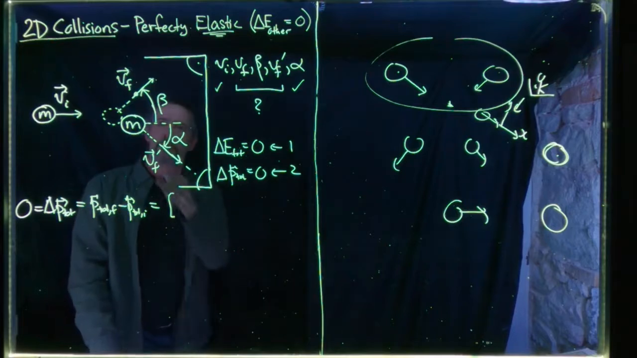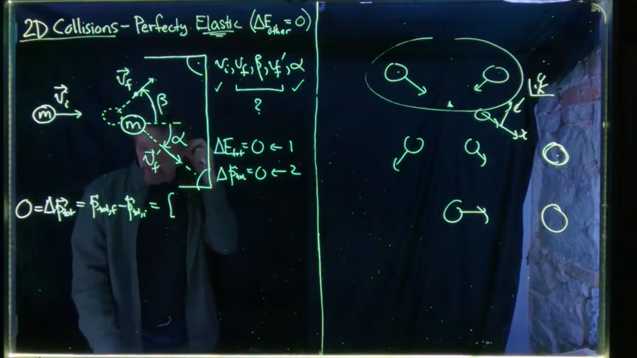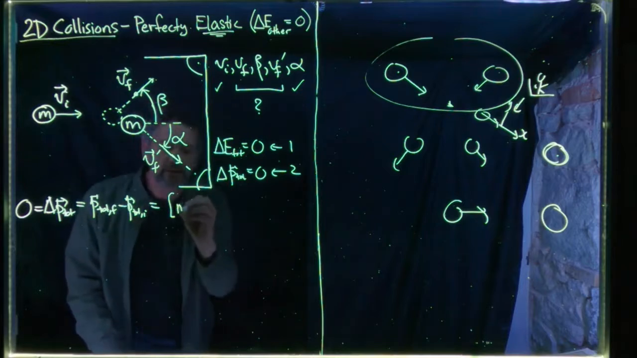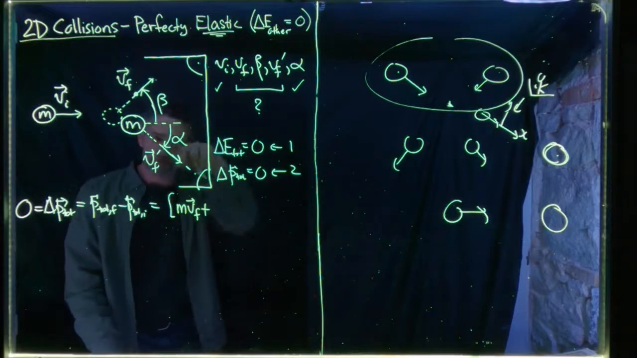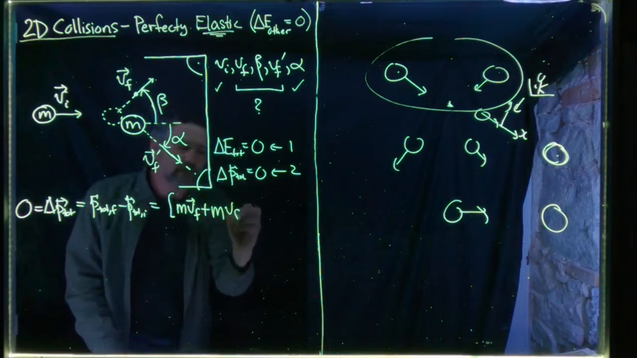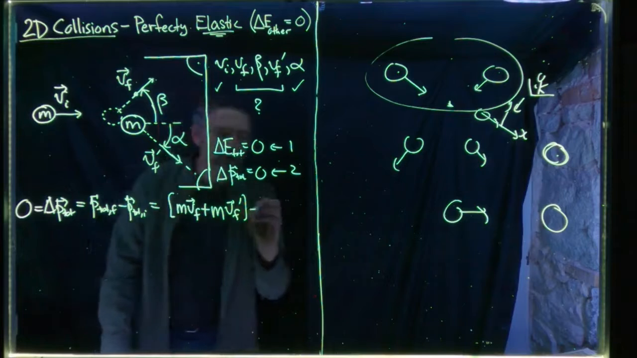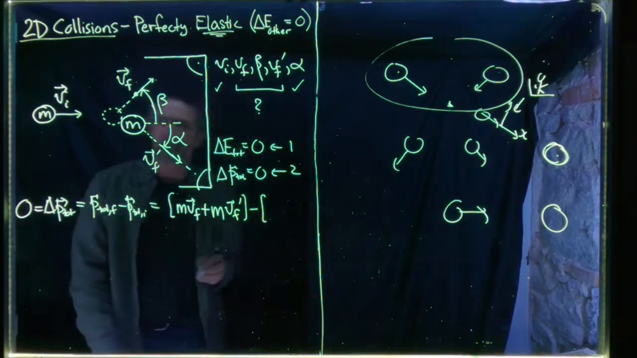We have an object of mass little m moving with a final velocity v final. That's the white ball. Plus a colored ball of mass m moving with velocity vf prime. Okay, that's the final total momentum. Subtract the initial total momentum in the system.